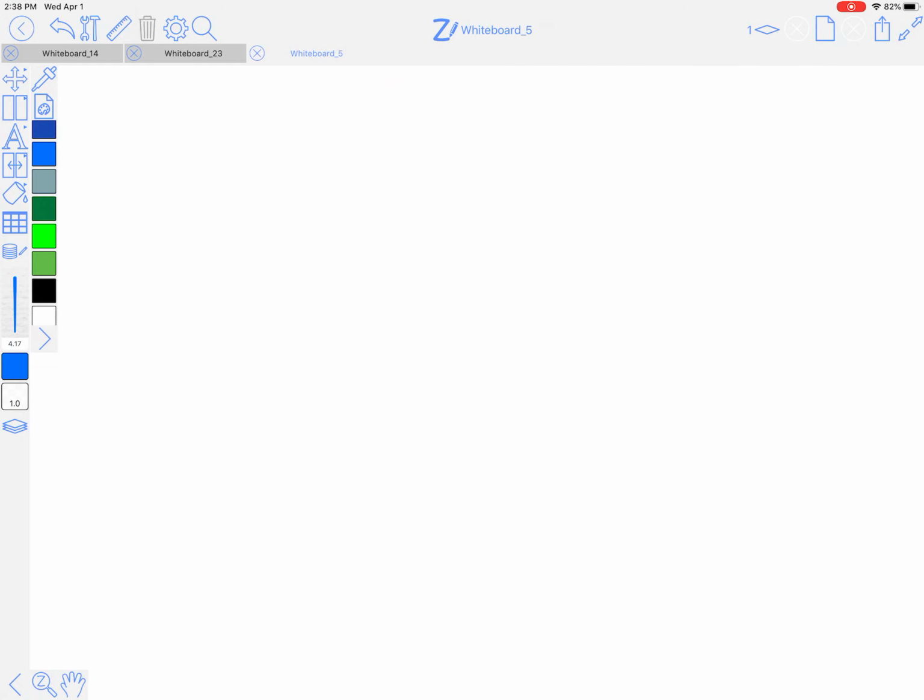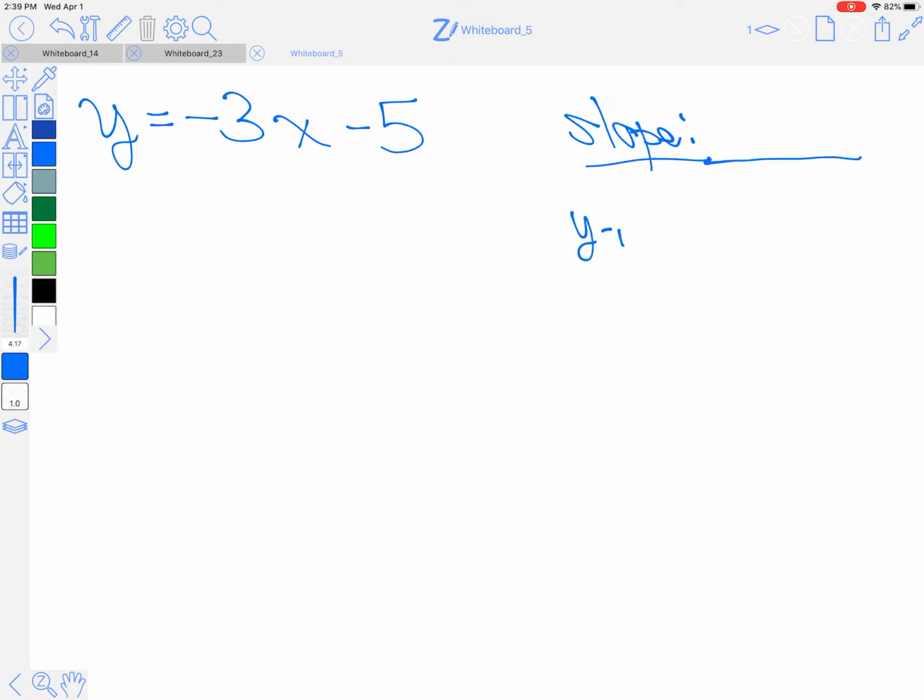So let's do an example with a negative slope. Here's my equation. y equals negative 3x minus 5. Now we've changed a couple of things here. Let's go ahead and find the slope. Again, that's the number that's in front of x. The slope is negative 3.